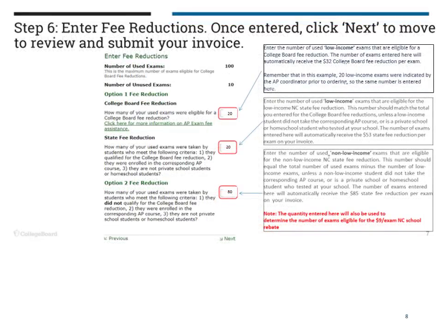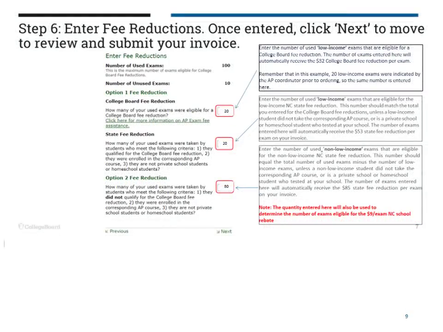So what you'll see here are the boxes that you need to fill in for your number of used exams. So in this example on the screen, that was 100 exams. The number of unused exams in this example was 10. So then out of the 100, you must report first, in option 1, fee reduction, the number of used low-income exams that are eligible for the College Board fee reduction.